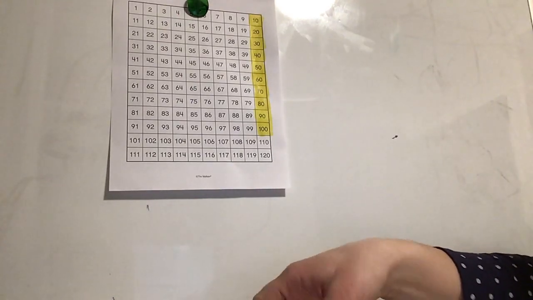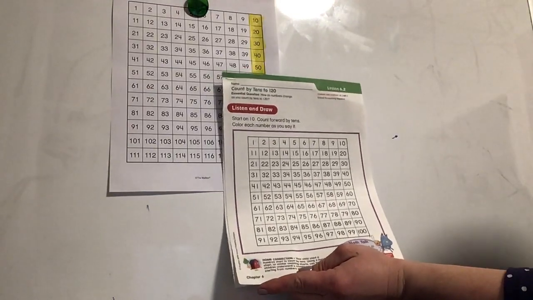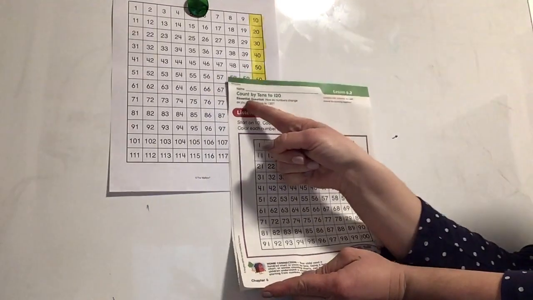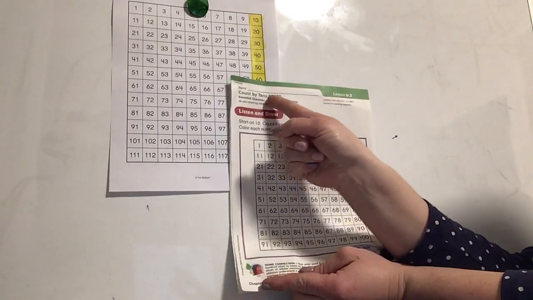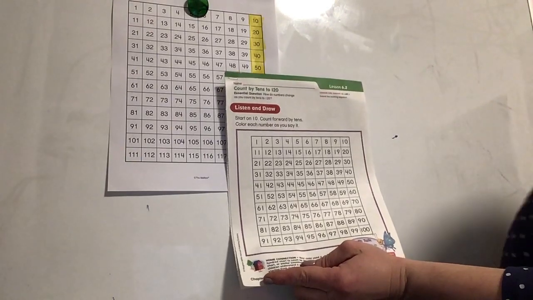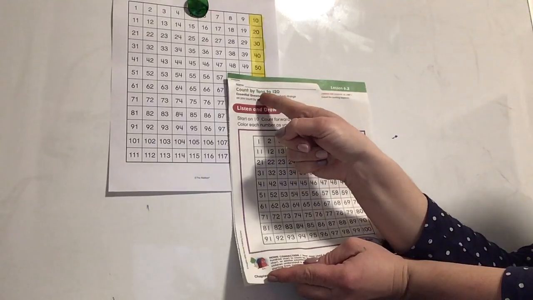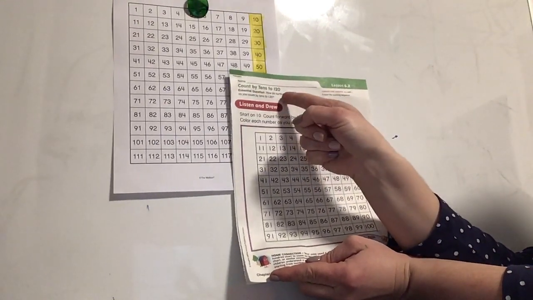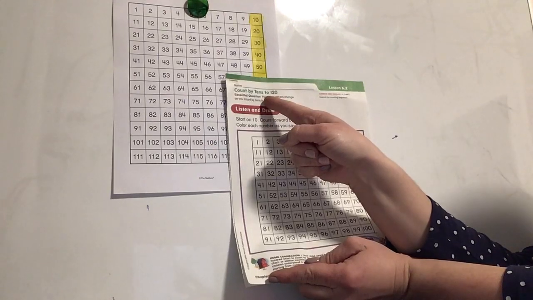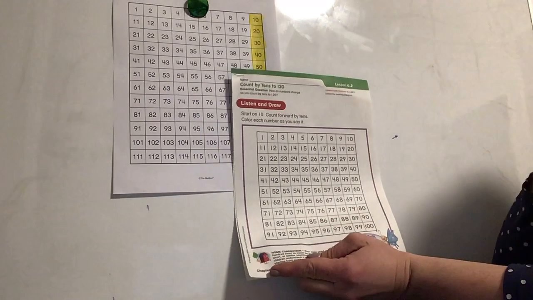So we are on 6.2, and if you have this page in your packet, please look at it and let's work together. So today I'm going to be working on counting by tens to 120. And when I teach math in class, we always look at the essential question. This helps me to know what I have to do today. So the essential question is asking me, how do numbers change as you count by tens to 120?